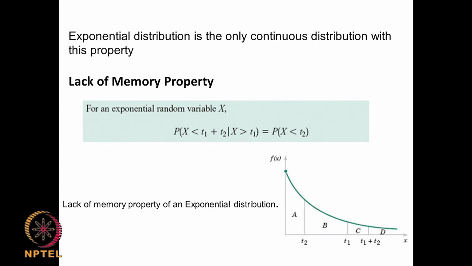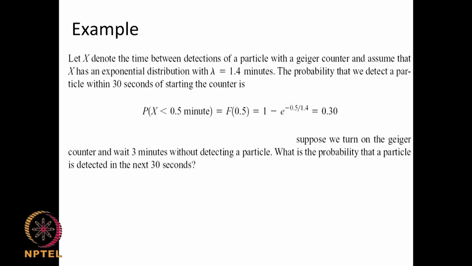So for an exponential random variable x, we have P(x less than t1 plus t2 given x greater than t1) is given by P(x less than t2). That means whether you take a time on January 1st or February 1st, the time for the next event to happen will be independent of whether I start my starting point as January 1st or February 1st. So that is the lack of memory which is characteristic of this exponential distribution. We will look at some examples.